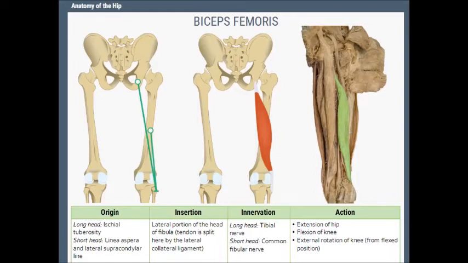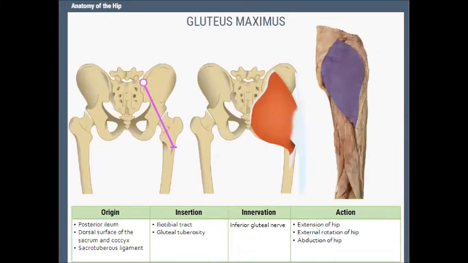Next comes the gluteus maximus. Gluteus maximus will be in the gluteal compartment. Maximus, so there will be a bigger origin: posterior ilium, dorsal surface of sacrum and coccyx, sacrotuberous ligament. Insertion will be the iliotibial tract and gluteal tuberosity. Nerve supply, very specifically remember here, is the inferior gluteal nerve, and it helps in extension of the hip, external rotation of the hip, and abduction of the hip.